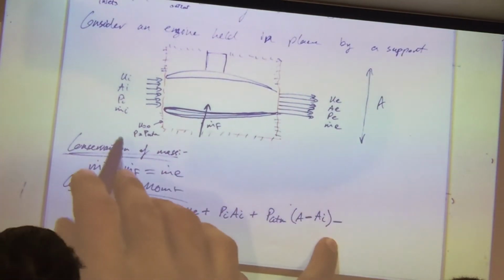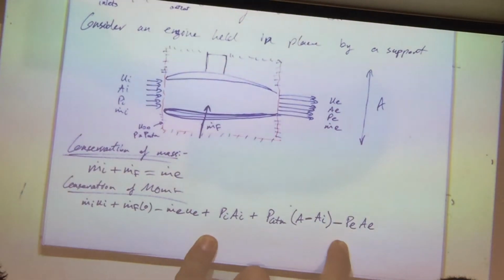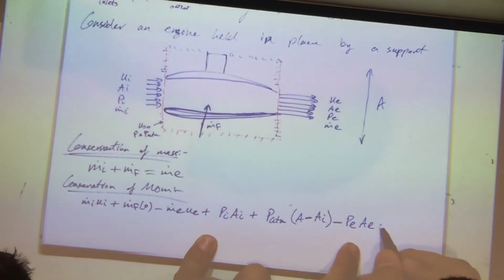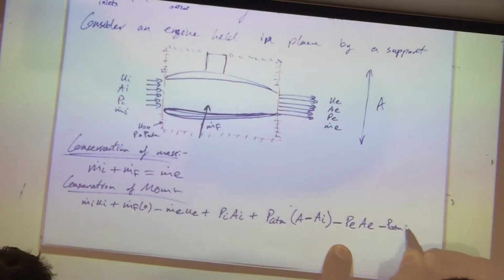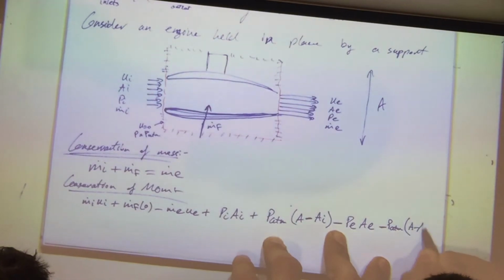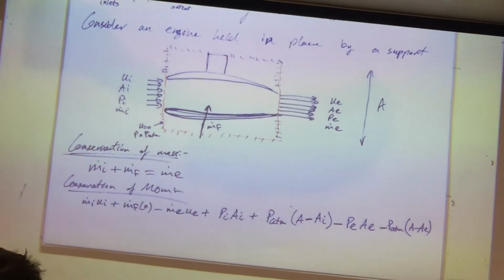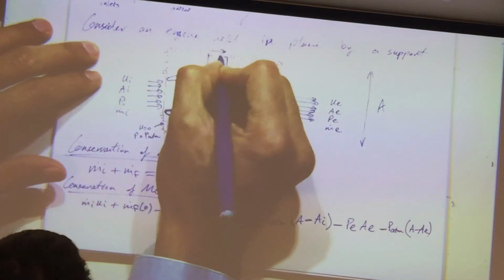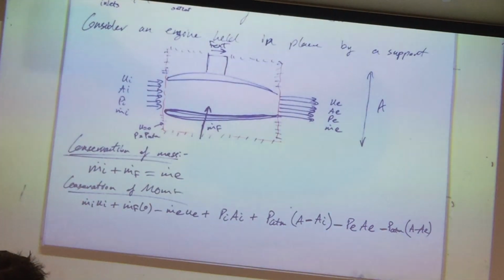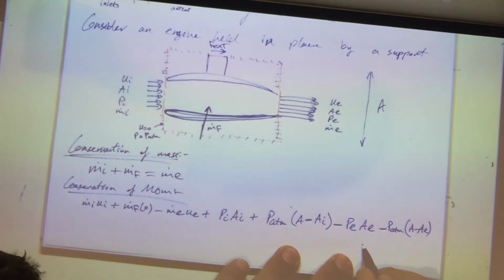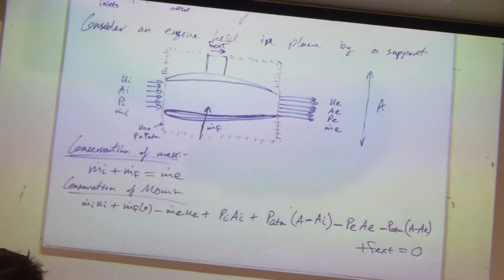So what you're getting is P exit multiplied by area exit. Now I need to get the other side as well from the downstream side, minus P atmospheric, A minus A exit. What am I missing there? One force right here, F external. So plus what? F external, which is my drag force, equals to 0.